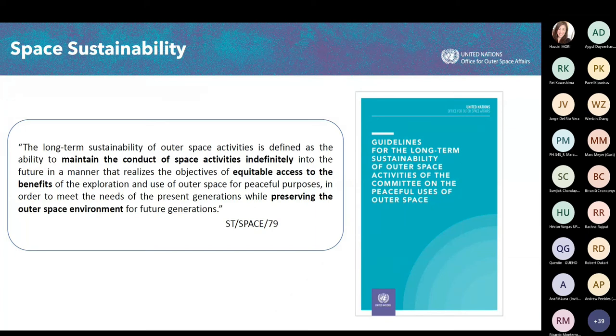So to me, the key takeaways are maintaining space activities indefinitely, equal access to the benefits of space, and meeting the needs of the present while also preserving the outer space environment. These are rather lofty, high-level aims, but countries have been working together rather intensively in the past years, developing specific policy guidance on what should be done to reach these aims. And you find the guidance in the guidelines on the long-term sustainability of outer space activities.